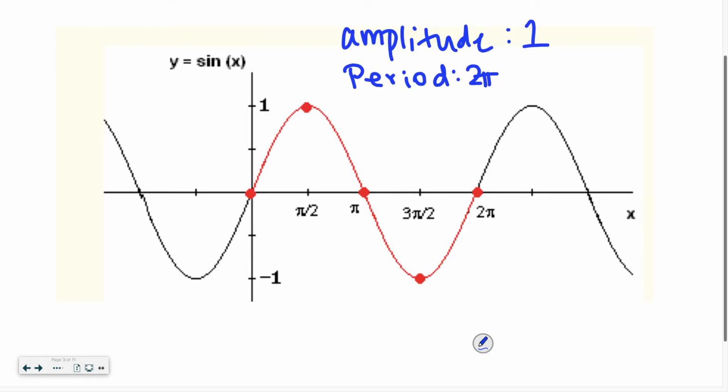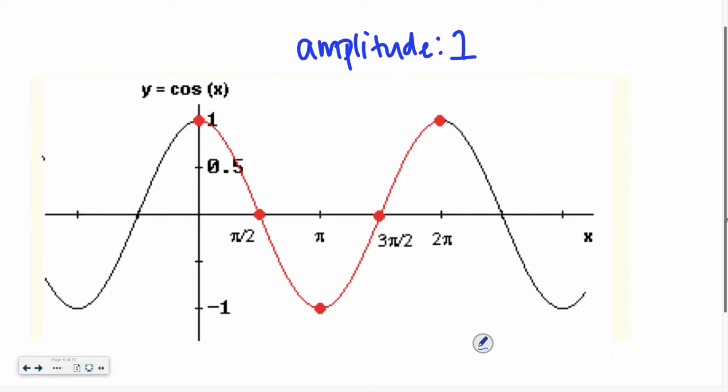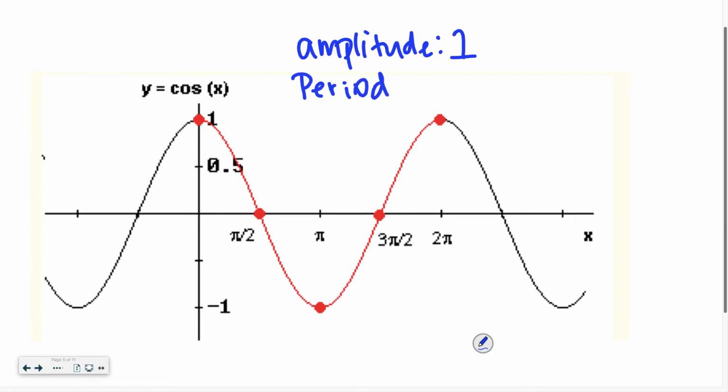Same thing then with our cosine parent function. We start up here on a hill at 0, 1. We drop down into the valley and we come back up and it starts to repeat that valley here. So from 0 to 2 pi, we have a unique chunk of the graph before it starts to repeat. So this also has a period of 2 pi.